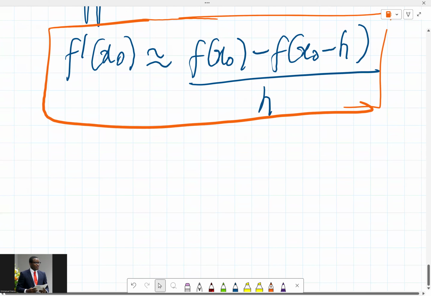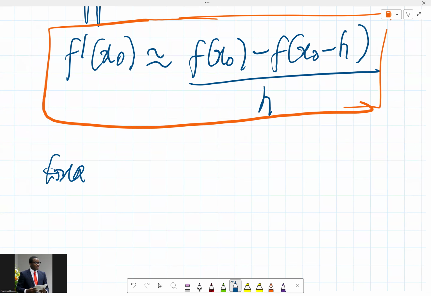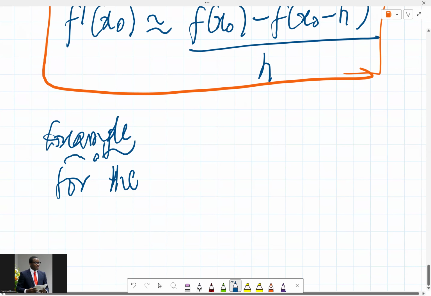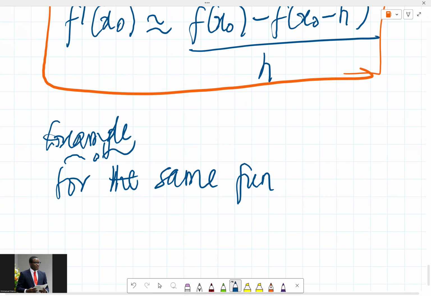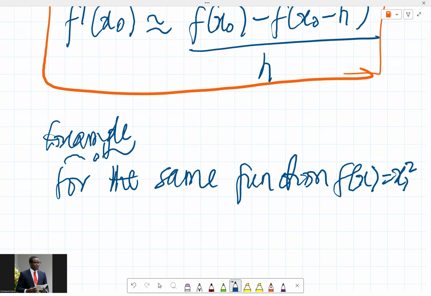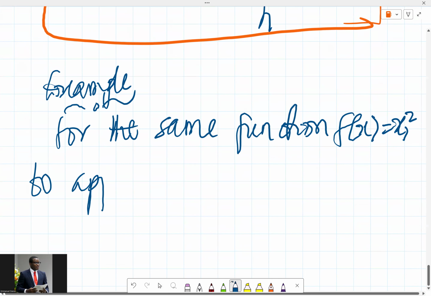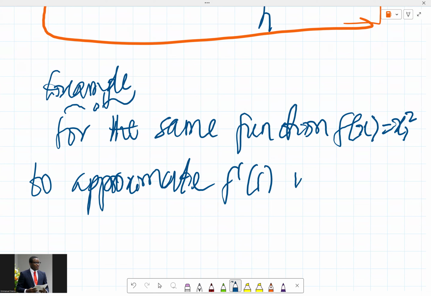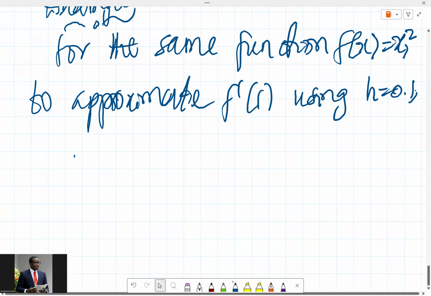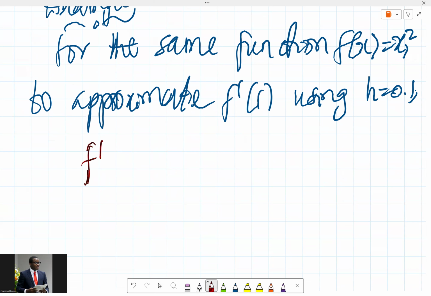Okay, so with this backward difference case, we need to take an example. Imagine that we have the same example, for the same function, f of x equals x squared. So again, we want to approximate f prime of 1 using the same h equals 0.1. So we have f prime of 1.